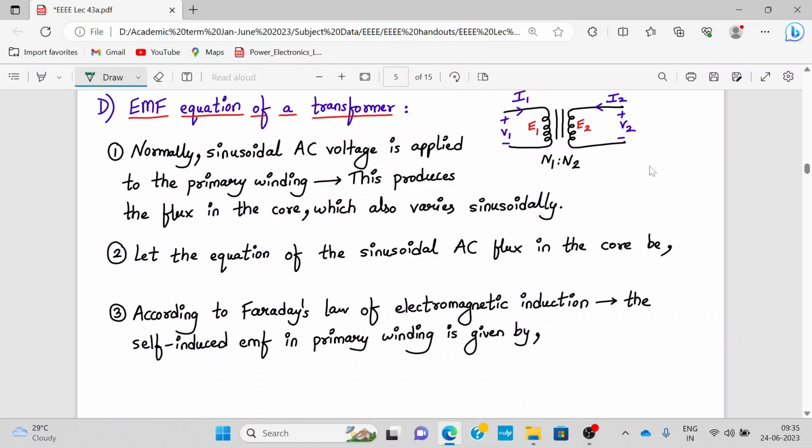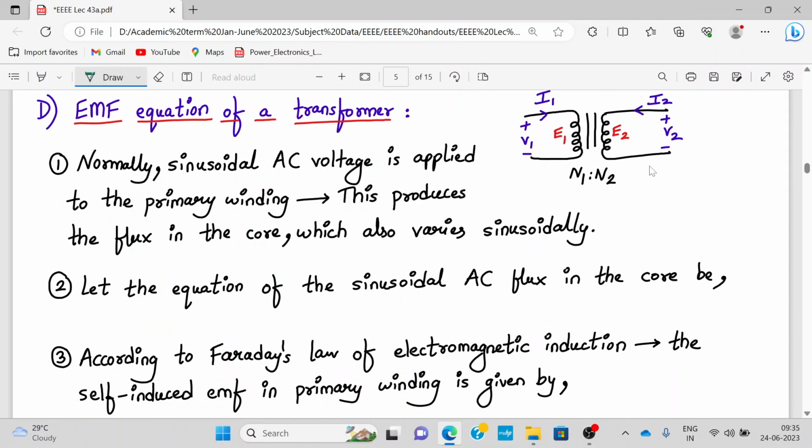Right, so let's concentrate on this now. Here I have drawn the symbol of a transformer showing the primary voltage V1, secondary voltage V2, primary current I1, secondary current I2, and E1 and E2, which are the induced EMF. E1 is the self-induced EMF and E2 is the mutually induced EMF. N1 and N2 are the number of turns of the primary and secondary windings respectively. So normally an AC voltage is applied to the primary winding.